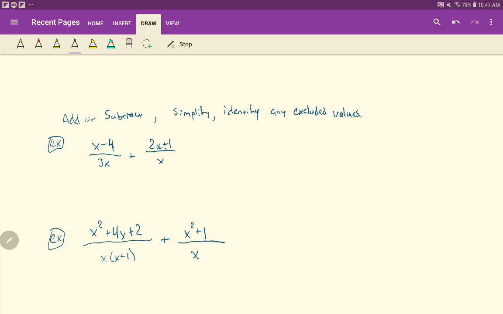Okay, what is this denominator missing? Hopefully you said 3, right? It should be a 3x. All right, so what we'll do here is we'll multiply this denominator by 3 over 3. Now, do I need to multiply this denominator by anything? No is the answer, okay?